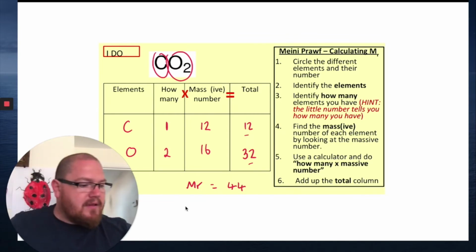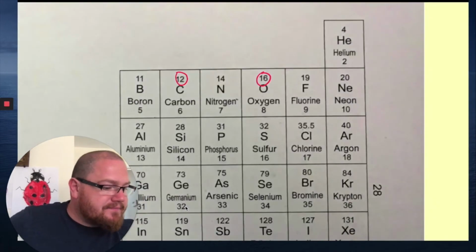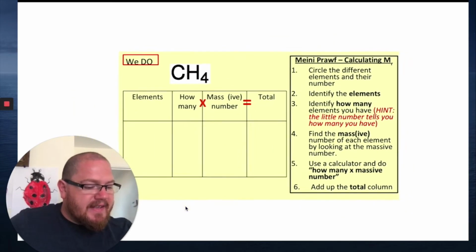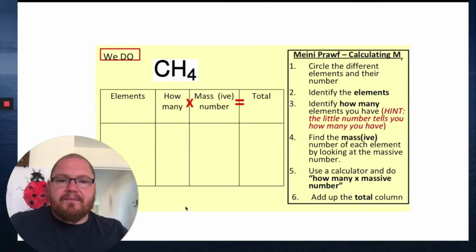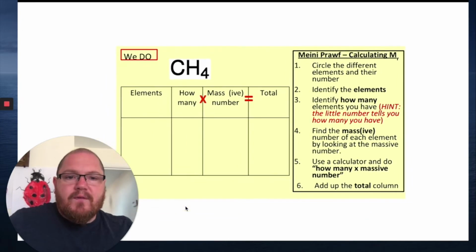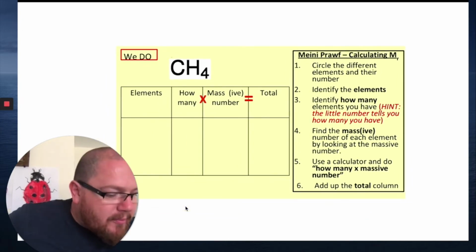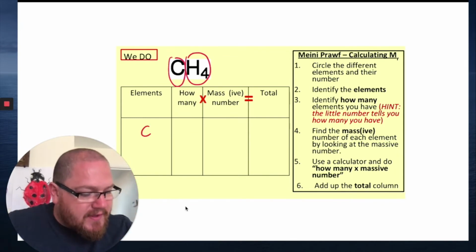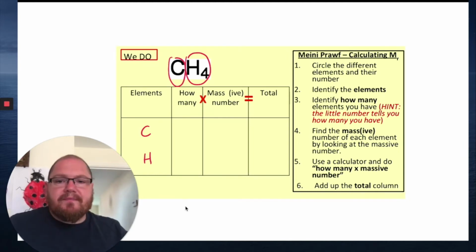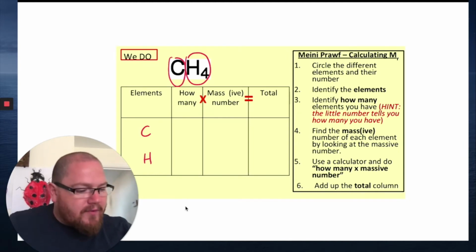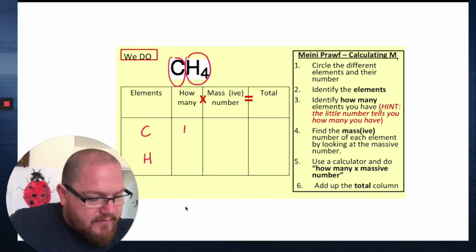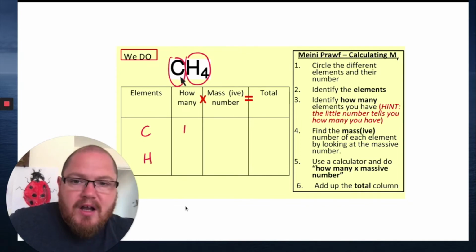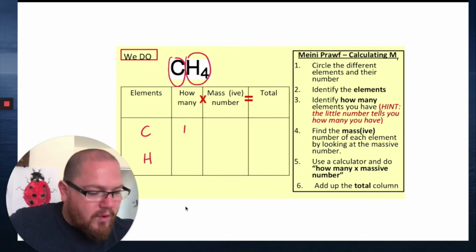Okay, let's do another one together. CH4. First thing I do is circle the elements. So I've got my C and I've got my H with the number. Identify the elements. So C, H. How many have I got? Well, I've got 1 carbon. And I've got 4 hydrogens.